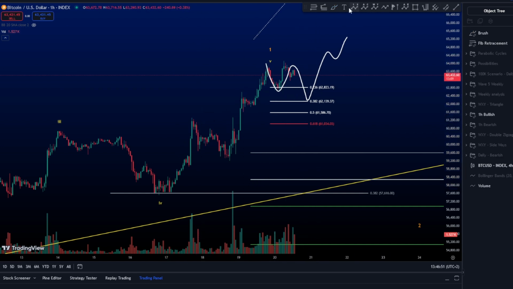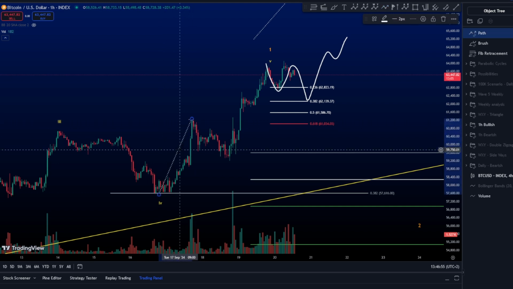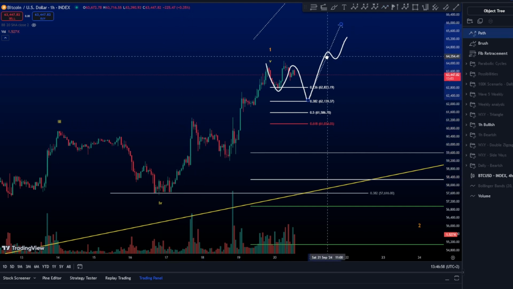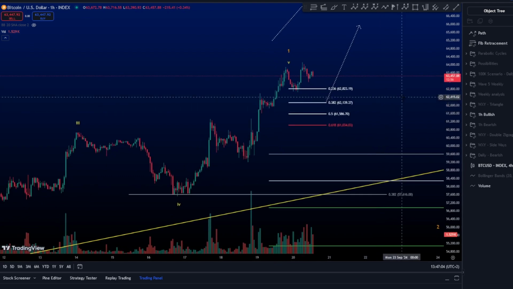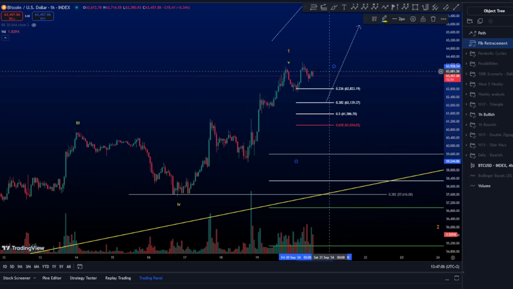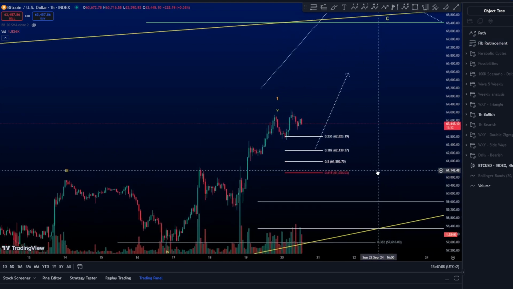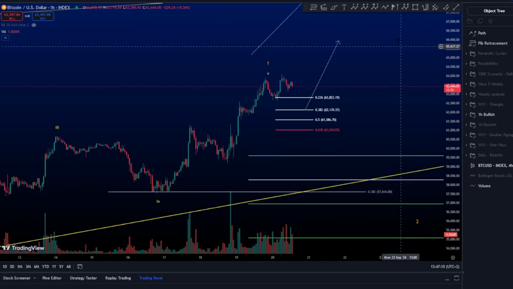And if we want to look at the wave 5, possibly we reach, of course, the 65,000 or 66,000 after this. However, after the wave 4 it needs to be reanalyzed. So don't rush with it.